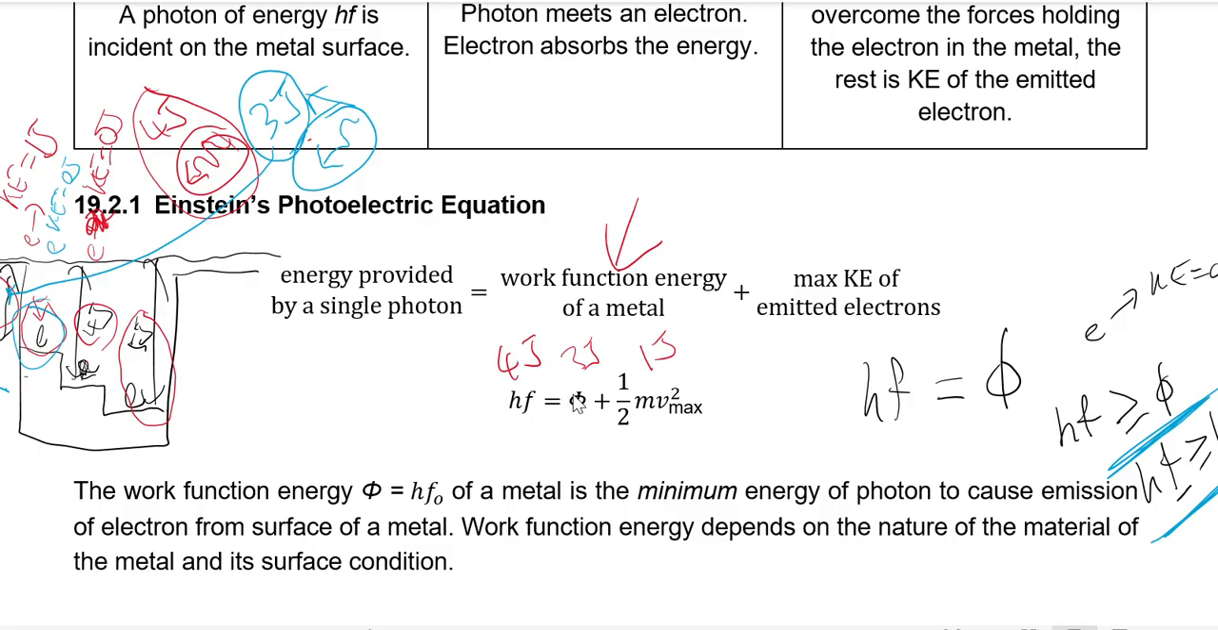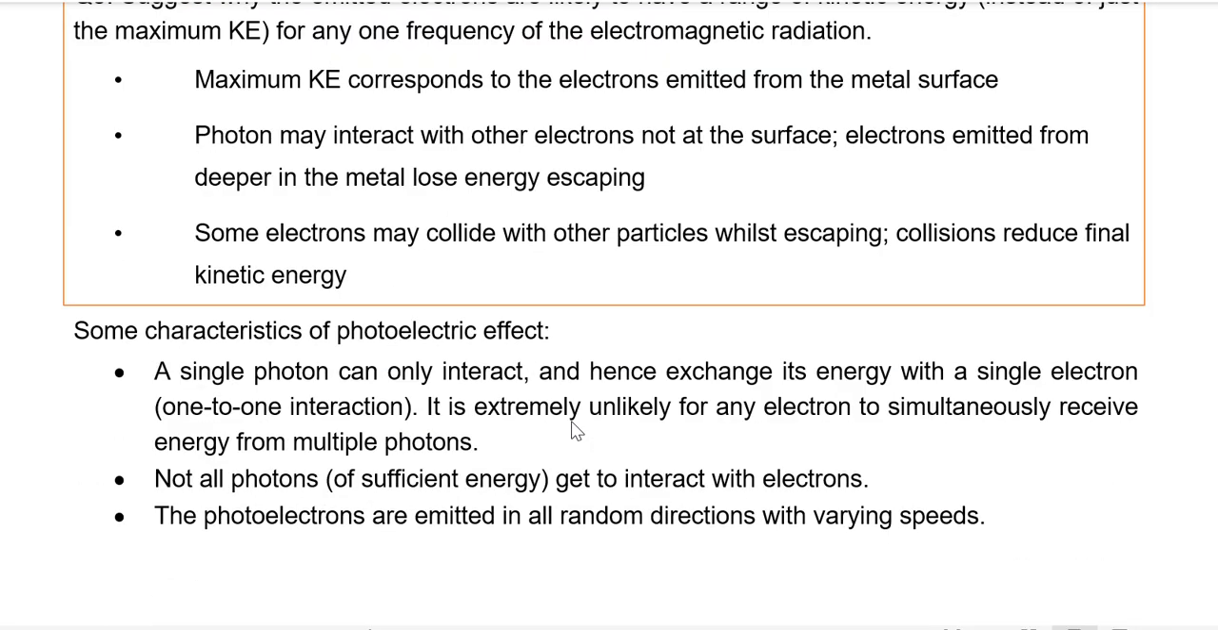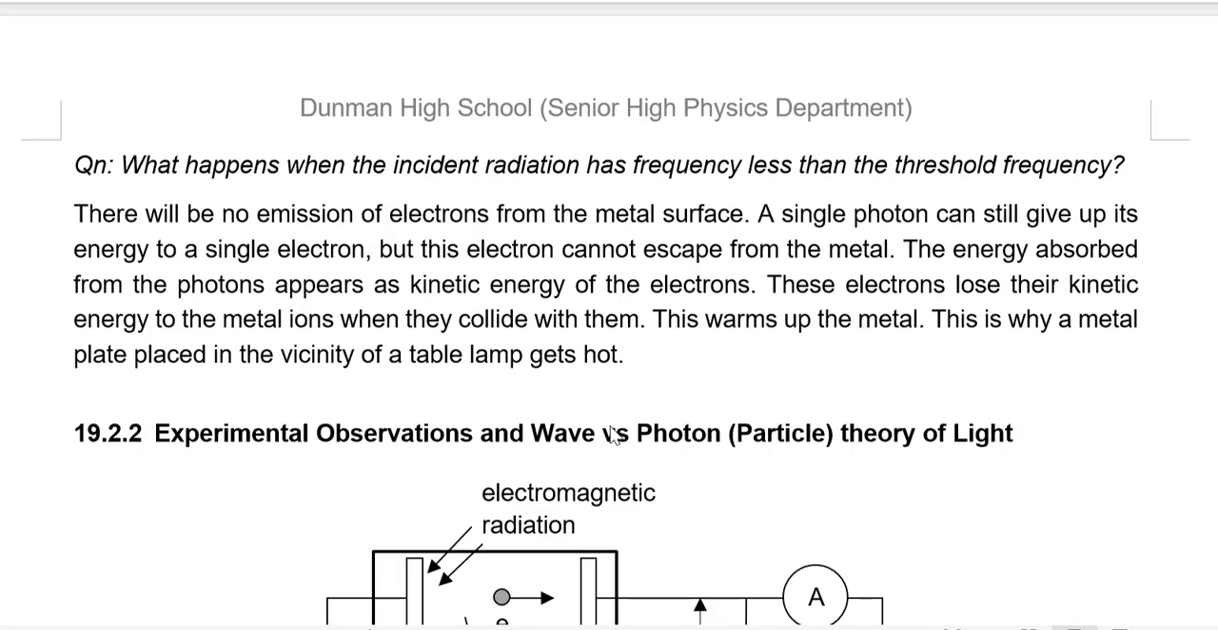Then can the electron ever come out? The answer is no. So we've already discussed the idea here. The minimum hf must be equal to φ for the electron to possibly come out, and if that is the case, the electron comes out with 0 KE. But if hf is smaller than φ, the electron can never come out because, as mentioned earlier, the electron cannot absorb more than one photon. It's extremely unlikely for an electron to simultaneously receive energy from multiple photons. That means it won't happen.